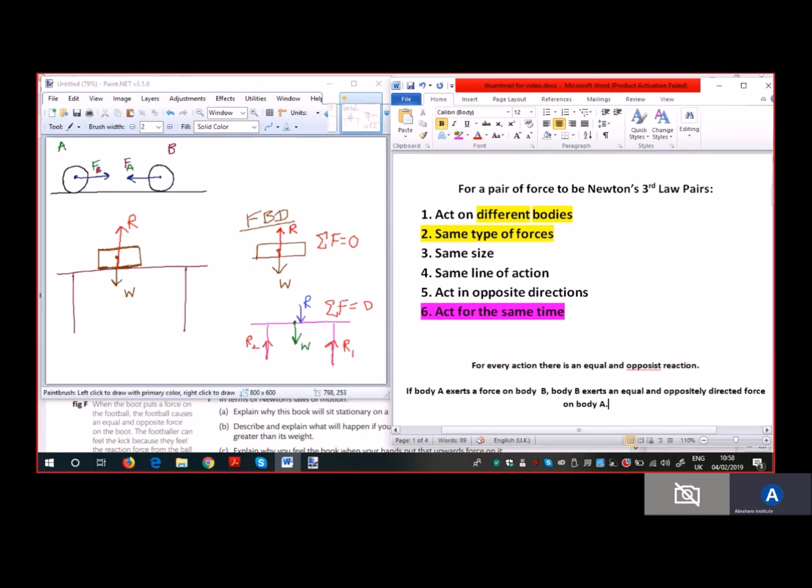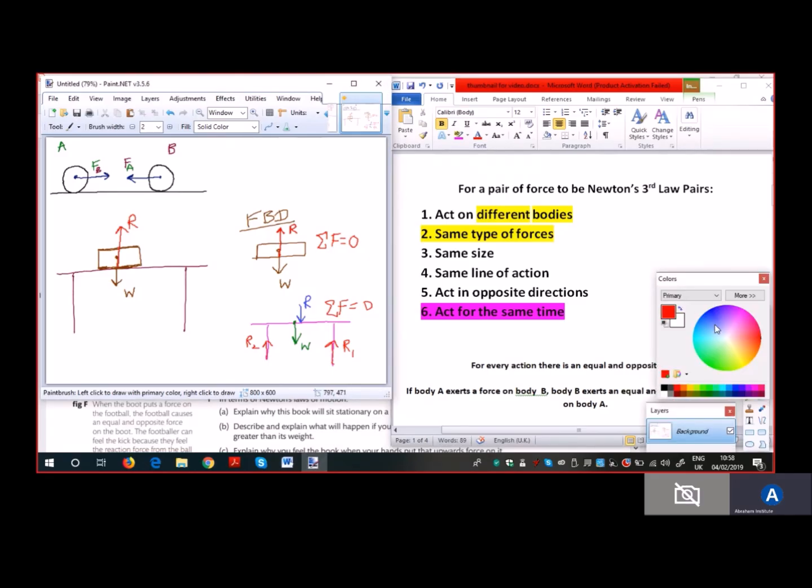Now, what is the equal and opposite force for each of these forces? I will show you what that is. If you consider this book, there is a reaction force exerted by the table on the book. So there should be an equal and oppositely directed reaction force exerted by the book on the table. That is this one. So by Newton's third law, the Newton's third law pair is this one.